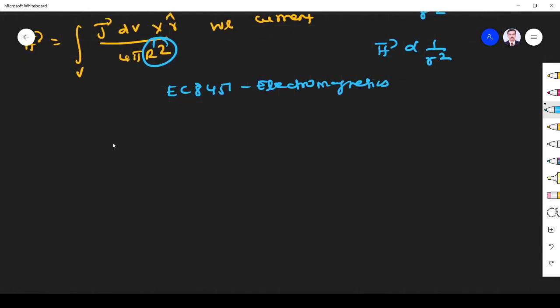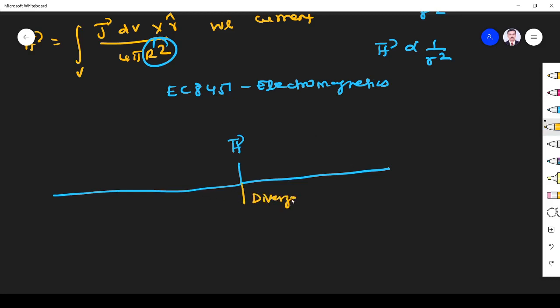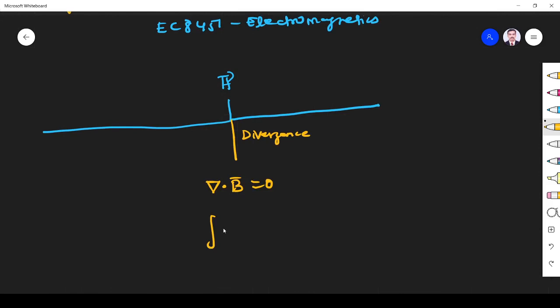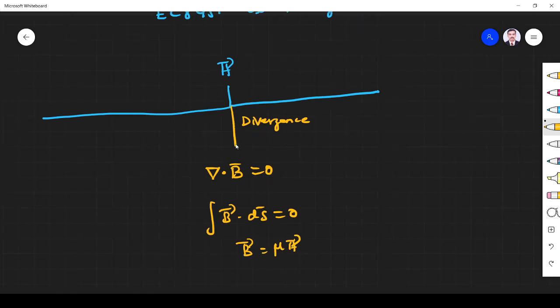Okay, now similar to electric field, we have magnetic field. It has three paths. What are those three paths? First we see divergence. So when you take the divergence of magnetic field, del dot B is equal to 0. And the integral version is B dot dS is equal to 0. We know B is equal to mu H, where H is magnetic field and B is magnetic flux density. So divergence of magnetic flux density is 0.